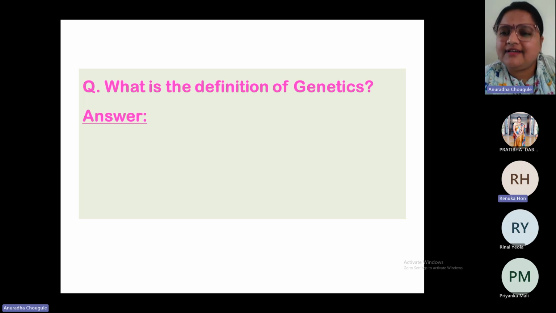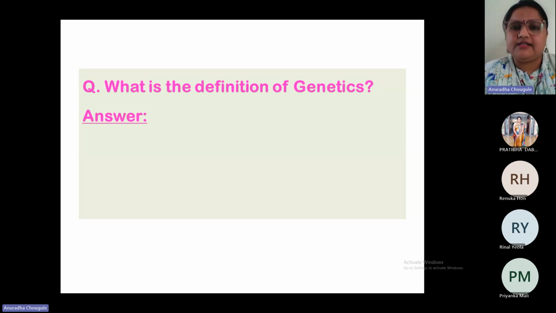The characters which we get from our parents or our grandparents. Yes, good try, Renuka. Genetics is nothing but the branch of biology which deals with the characters, transfer of characters from one generation to next generation. It is genetics.